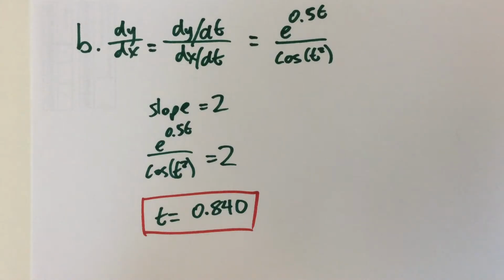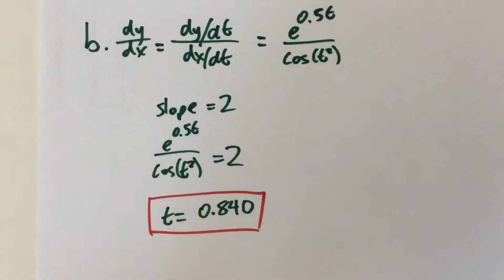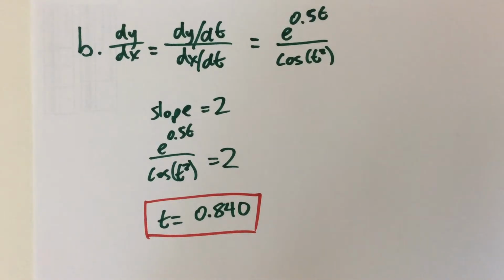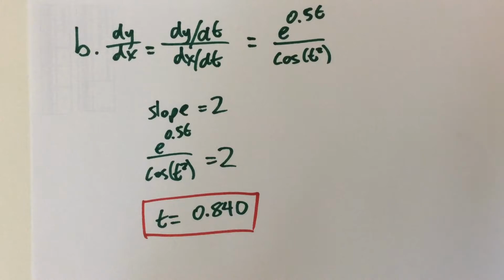Since it was asking at what time the slope is equal to 2, we can just set this function equal to 2, and once we solve on a calculator, we'll get that t is equal to 0.840. So this problem is actually very easy. You just need to understand that when it says line tangent to the curve, it's asking for the derivative. The tangent is the derivative. You also need to know how to use your calculator to solve for the time. The scoring guidelines for this one: you get 1 point for finding this function for the slope, and 1 point for your answer.